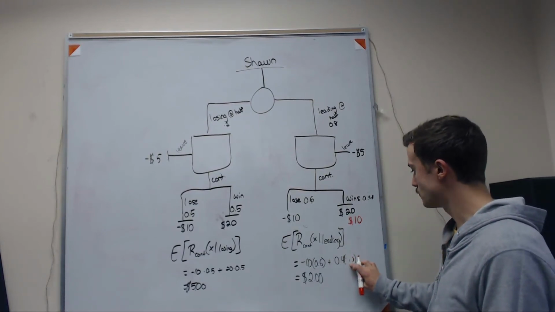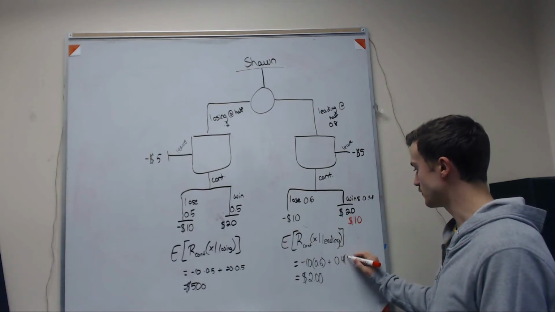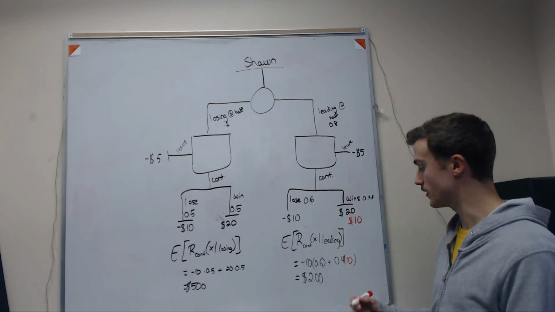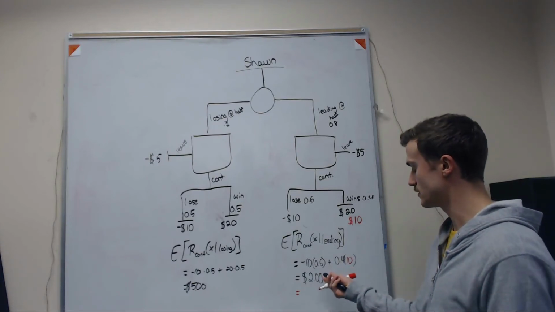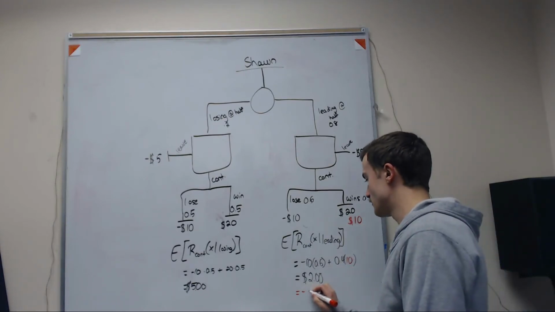So instead of 20, it'd be 10. And then when you do that multiplication, it's 4 plus -2, minus 6, so you get minus $2.